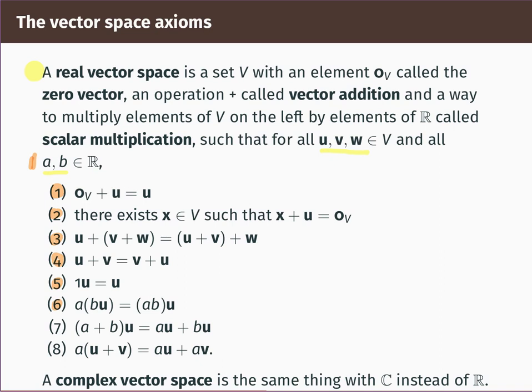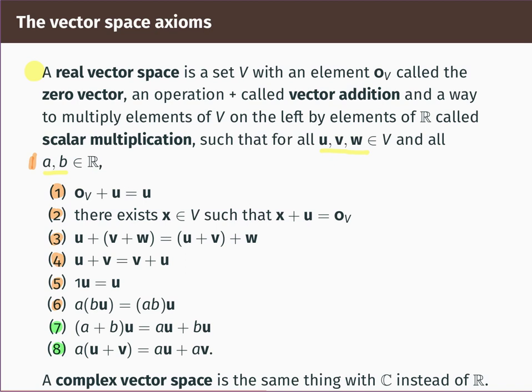So the final two axioms deal with how scalar multiplication and vector addition interact. These are kind of distributivity properties. The first one says that if you do a plus b and then you scalar multiply that into u, that's the same as the vector addition of a times u and b times u. And property 8 says that if you do a scalar multiple a times a vector sum u plus v, that's the same as the vector sum of a times u and a times v.